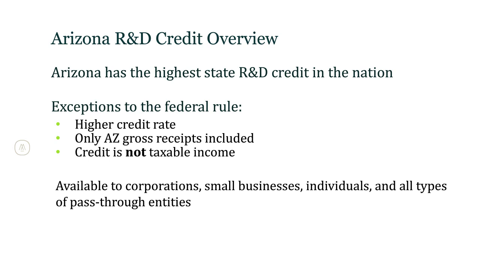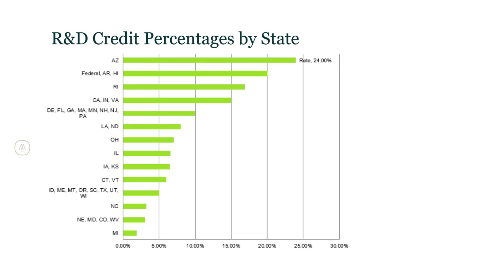This next slide, we've mentioned it is very lucrative, but you can really see how Arizona stacks up to all the other states. And, in some cases, you've got states that are giving 5% or 10% credits. Arizona at 24% is the outlier. And then you see the federal credit right below there at 20%. So just a really good area.